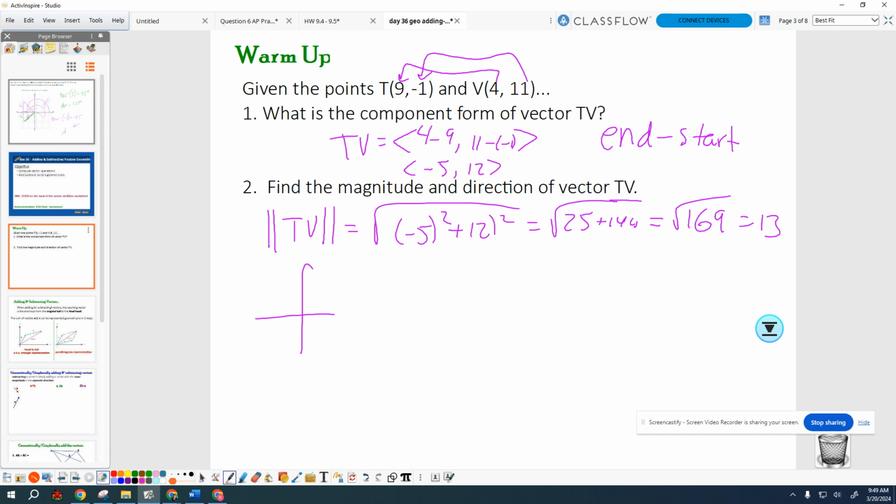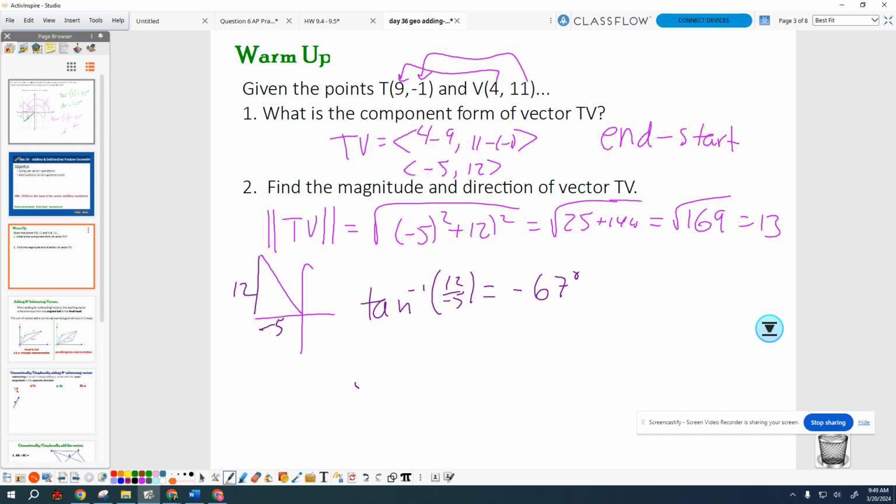All right, Tay, what were you gonna say? I was gonna say, to find direction, you do tan inverse of 12 over negative 5. Direction, tan inverse 12 over negative 5. And this you do need a calculator for because it's not on the unit circle. So what'd you get? I get like negative 67. Negative 67. Is that the angle that I actually want?